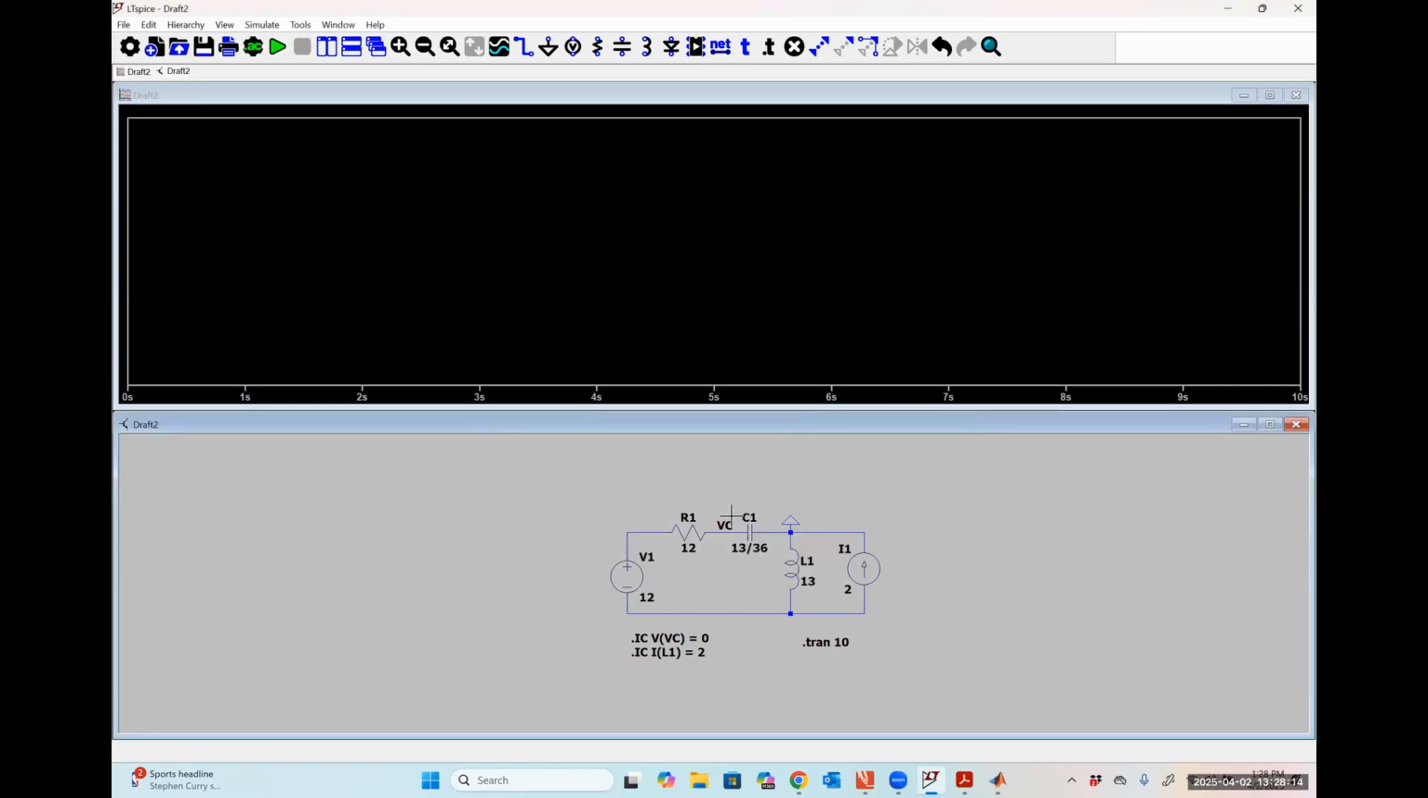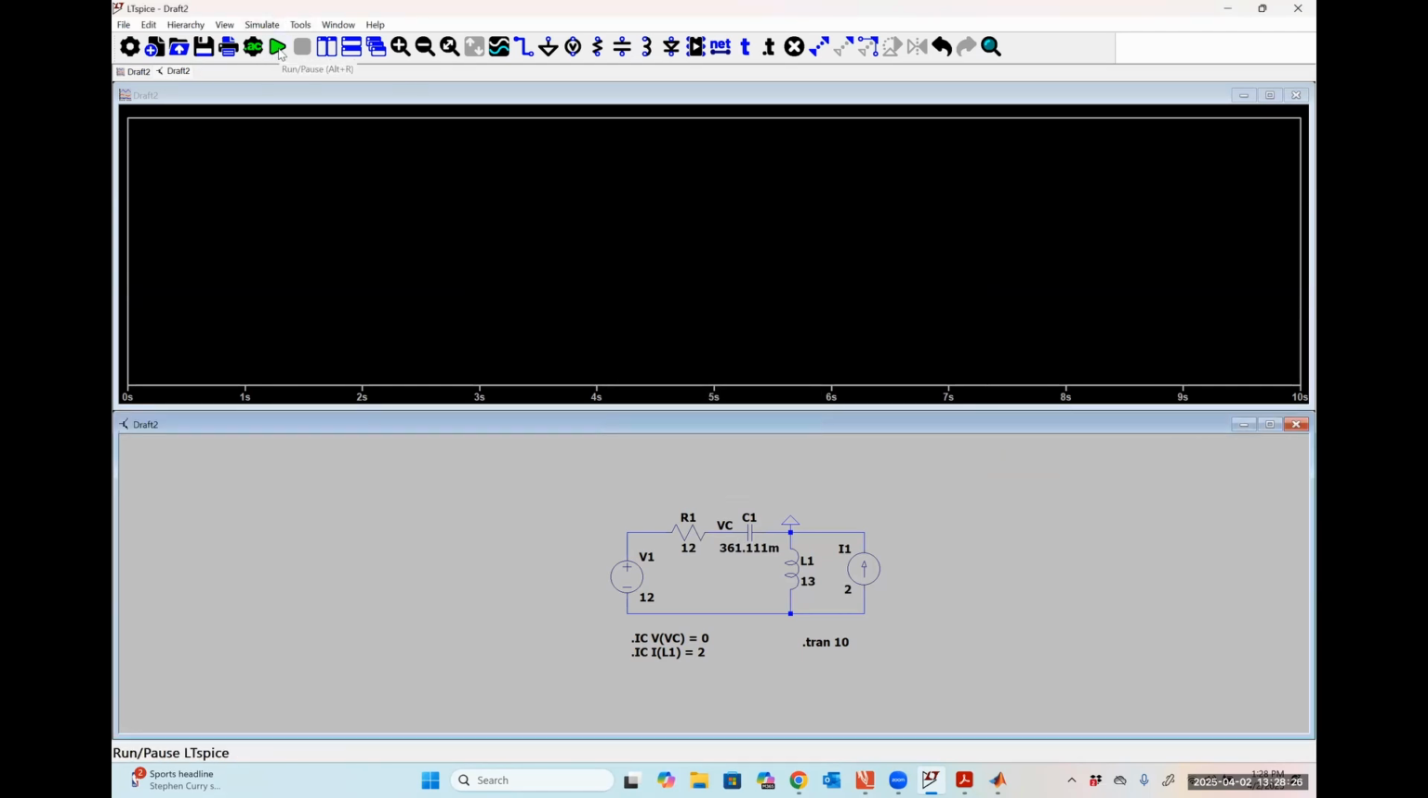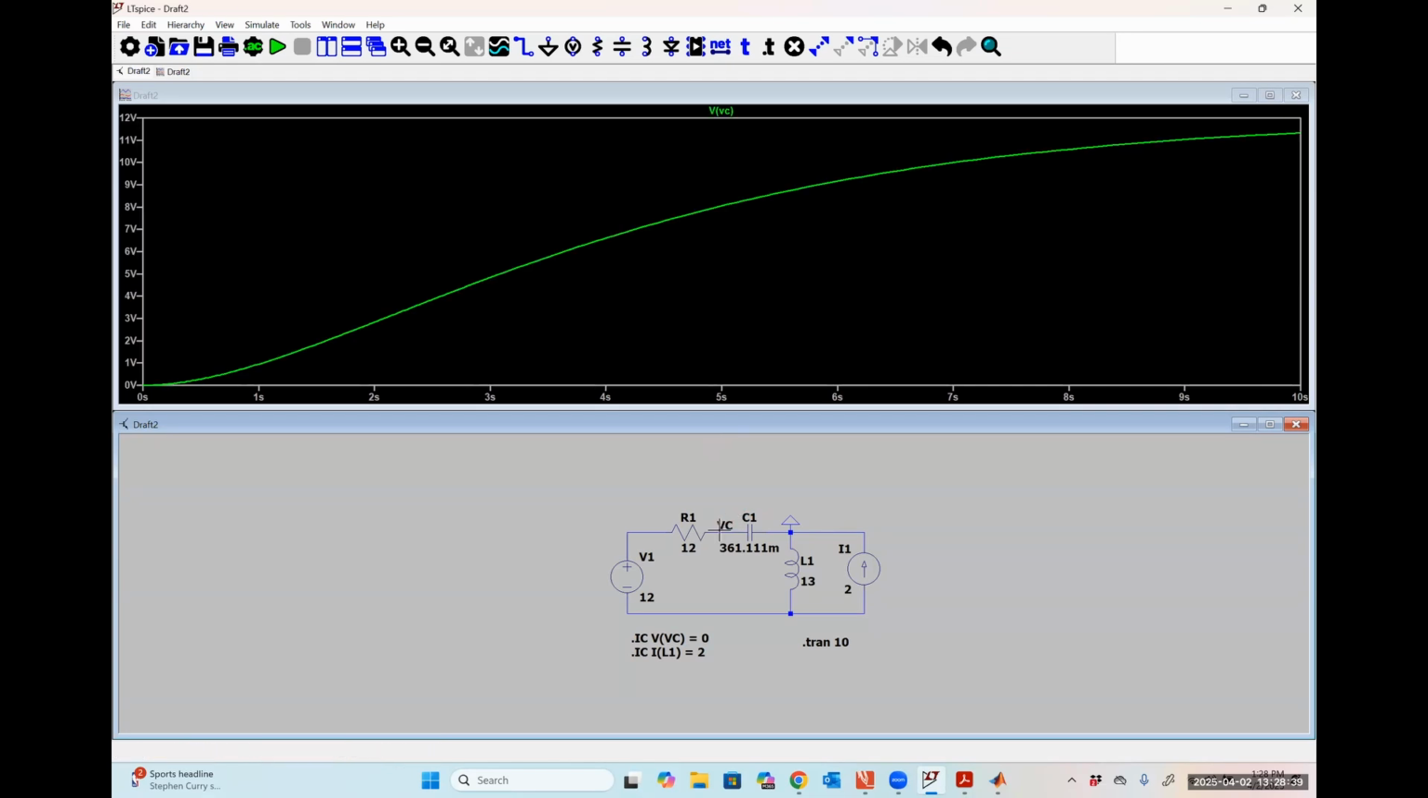Okay. So 361.111 millifarads. And now crossing my fingers for no other errors. No other errors, great. So we wanted the voltage drop across the capacitor as one of our things, right? So it looks like 10 seconds isn't long enough, but it does look like it's gradually settling towards 12 volts.